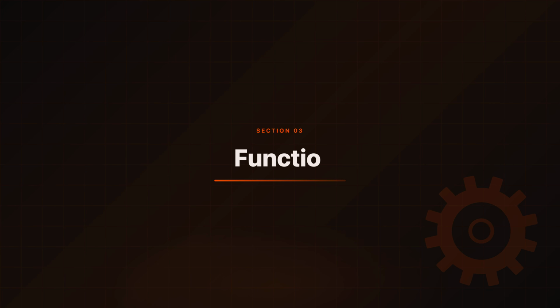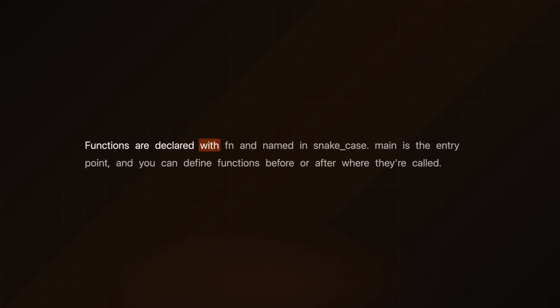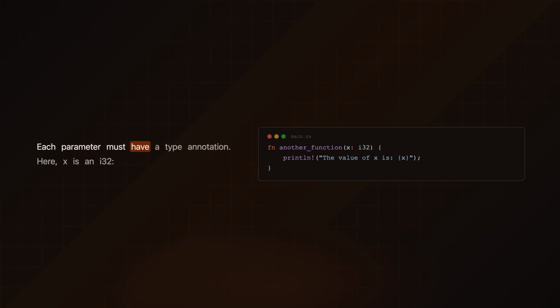Functions. Functions are declared with fn and named in snake case, with main as the entry point, and you can define functions before or after where they're called. Each parameter must have a type annotation. Here, x is an i32.